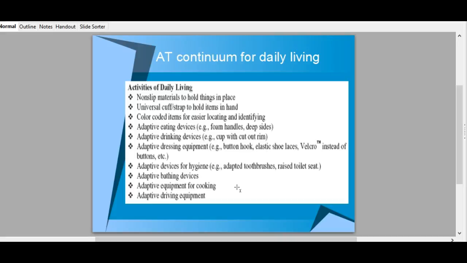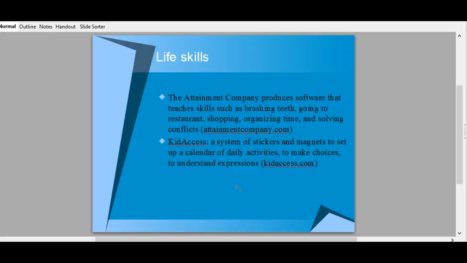Here's a continuum for daily living, again from the most simple ones, which are non-slip materials to hold things in place, or straps and cuff systems to hold items, color coding, and then you have all kinds of adaptive eating devices, drinking devices, dressing equipment, devices for hygiene, bathing, cooking, and driving. It's pretty neat what people thought of to make our lives easier, and these can be used with anyone, not only people with disabilities.